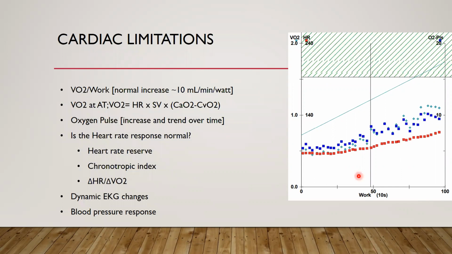So if we look at this graph, this is a graph of their O2 pulse, which is in blue, their heart rates, and their oxygen consumption, which is the cyan line that you're not seeing well. It's mostly covered up.